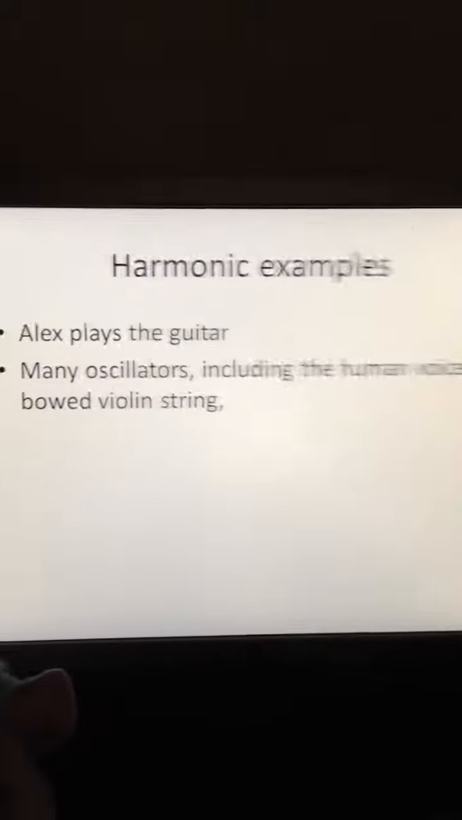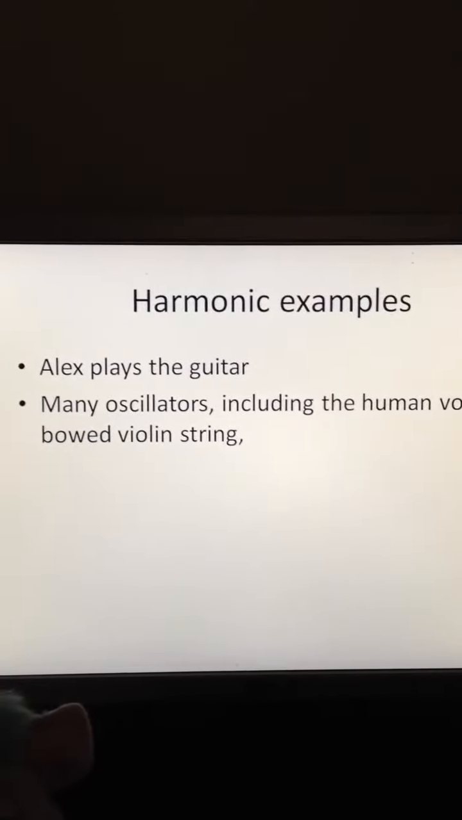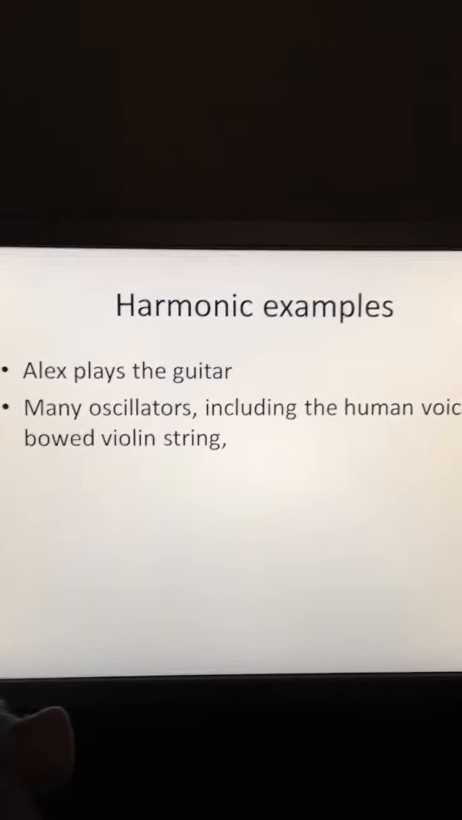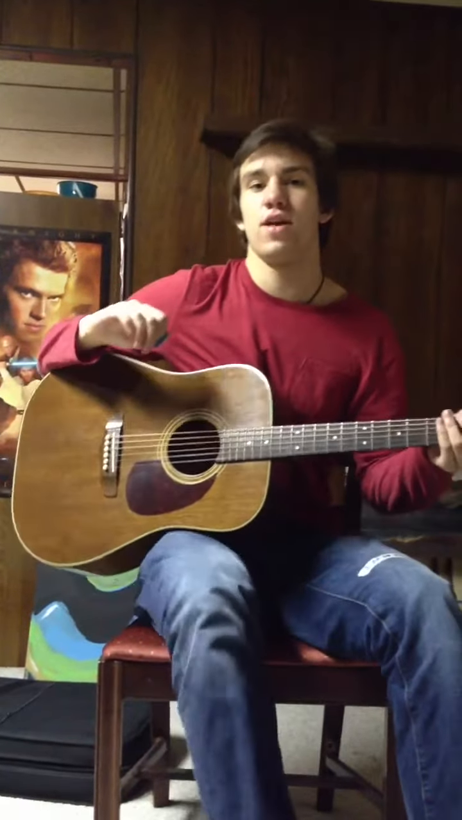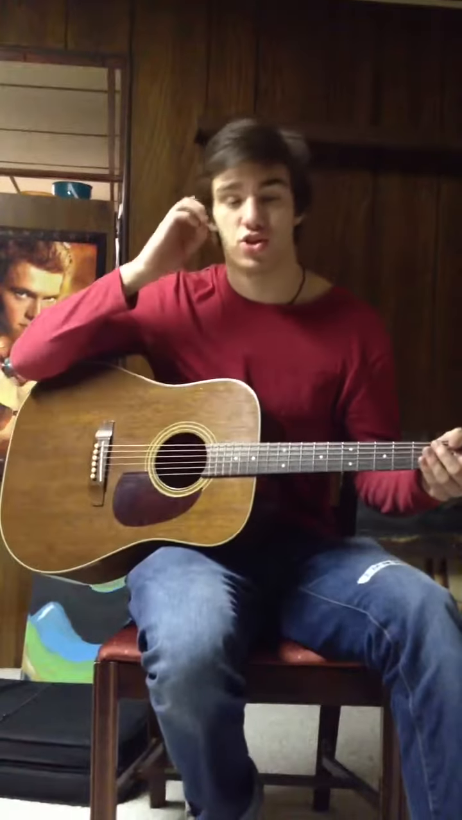Some examples of harmonics: Alex Massett, he plays guitar. Many oscillators, including the human voice or a bowed violin string. A harmonic is when you have a note that is a higher frequency, a partial, but is also an integer multiple of the base frequency.